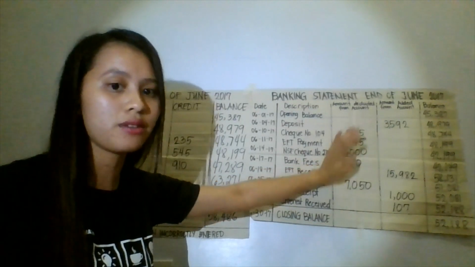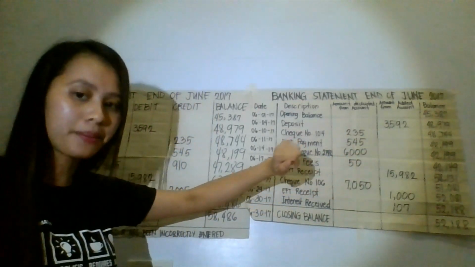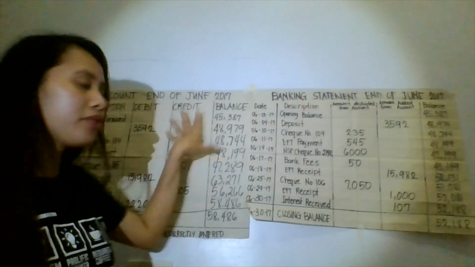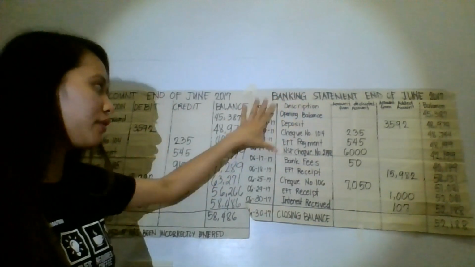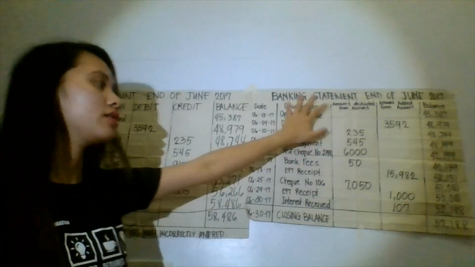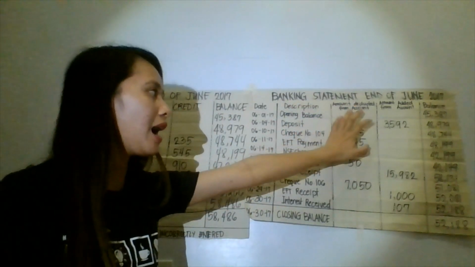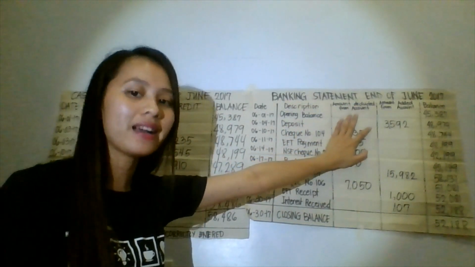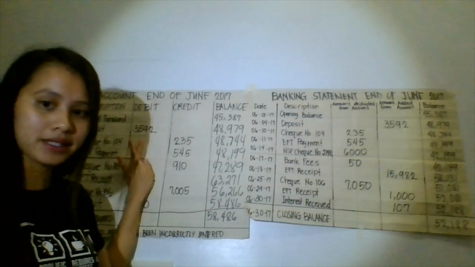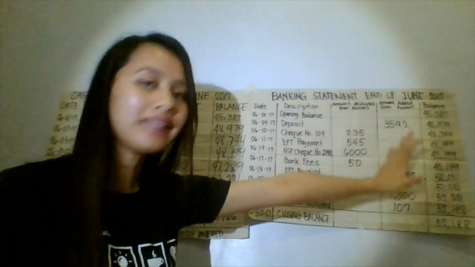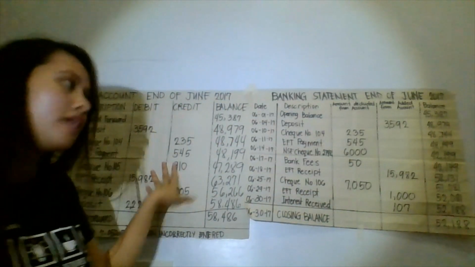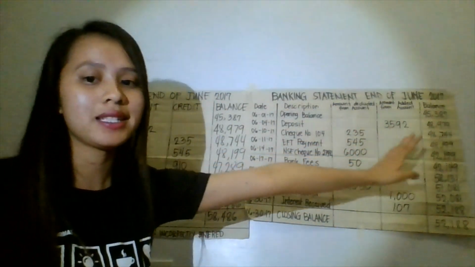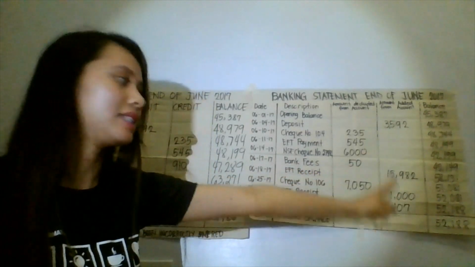So I use this end of June 2017 as an example. It's the same thing with the cash book because they are the same. We have the dates and the description, and of course the amount deducted from the account is the same as our debit, and the amount added to the account is what we call the credit, as well as the balance at the end.